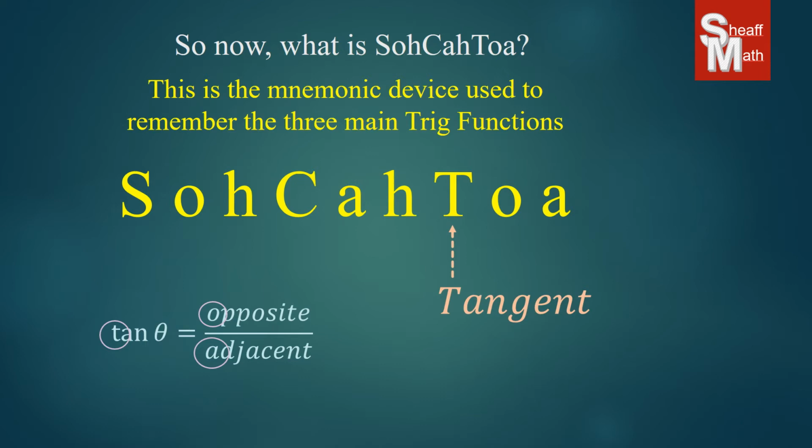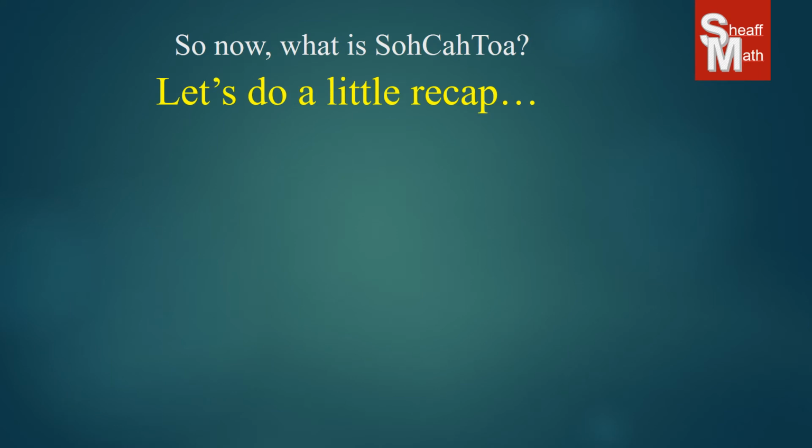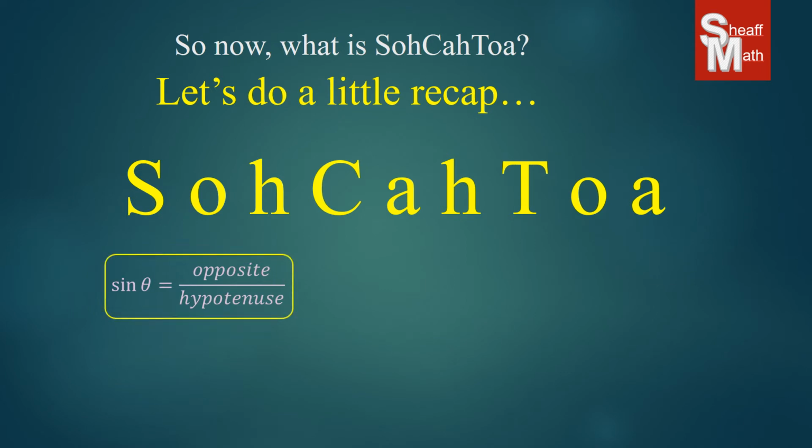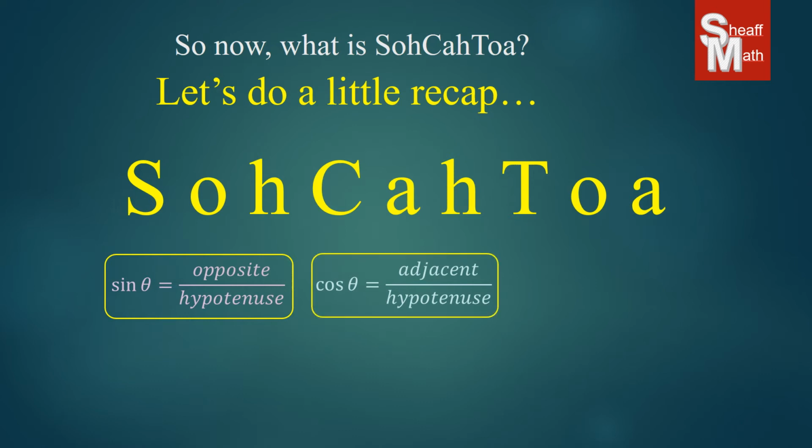It's important for you to memorize this. It's helped so many math students. It helps me. That's what I think of when I'm trying to remember the trig functions. So let's just do a little recap. The SOH represents sine equals opposite over hypotenuse. CAH represents the cosine equals adjacent over hypotenuse. And TOA represents tangent equals opposite over adjacent.